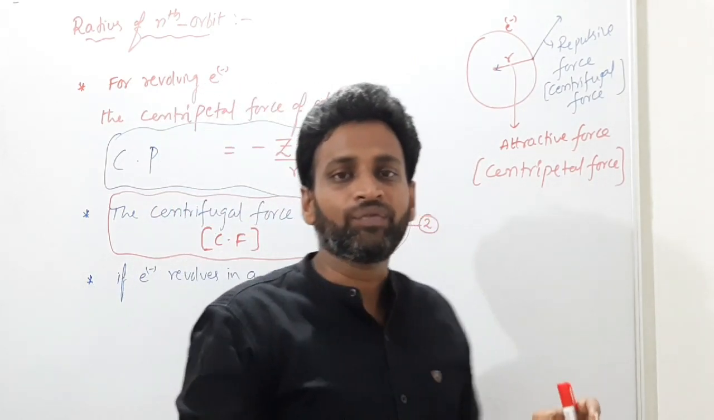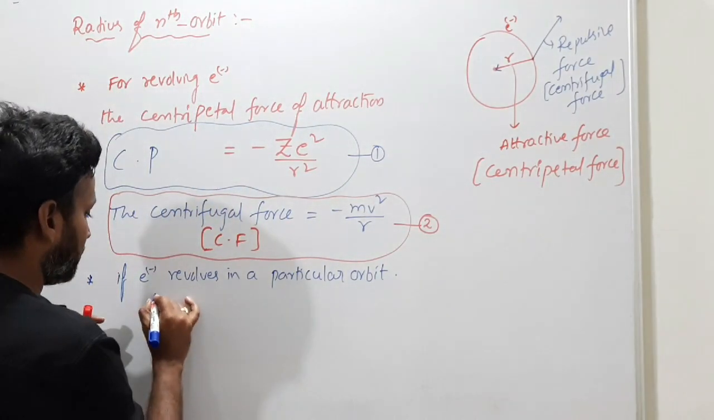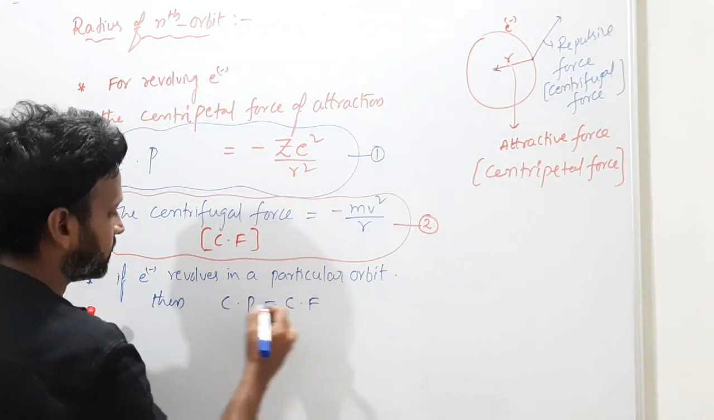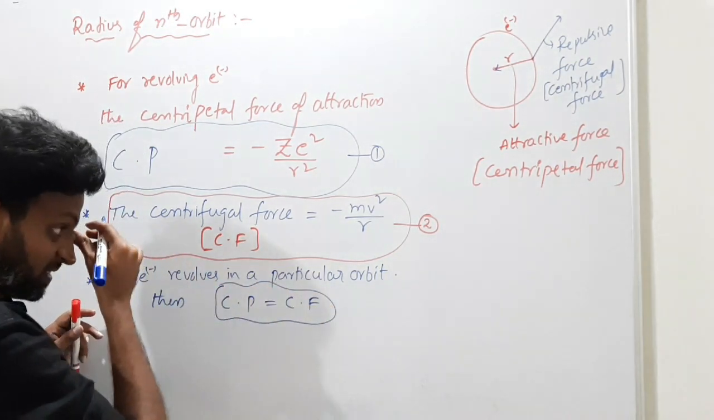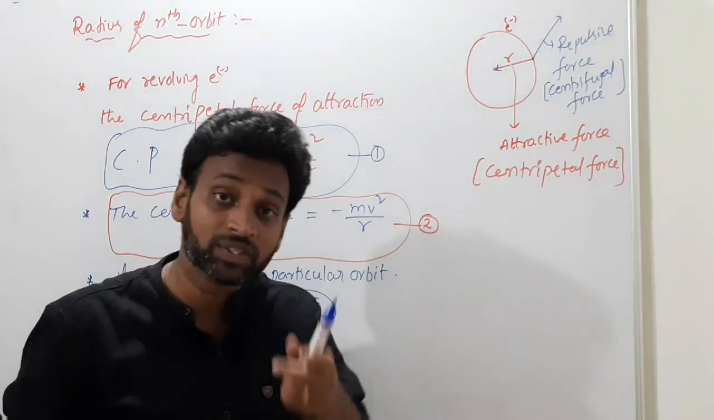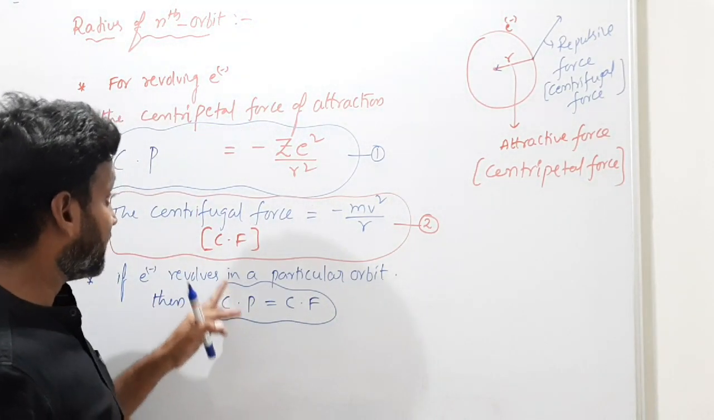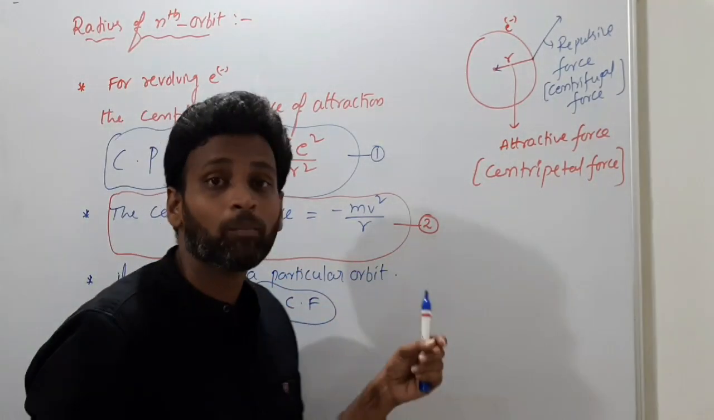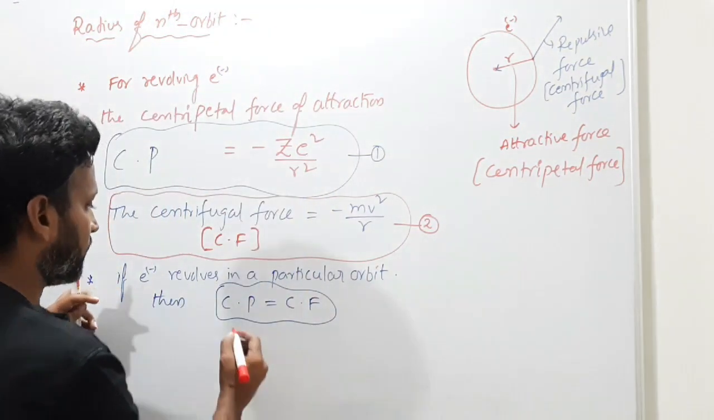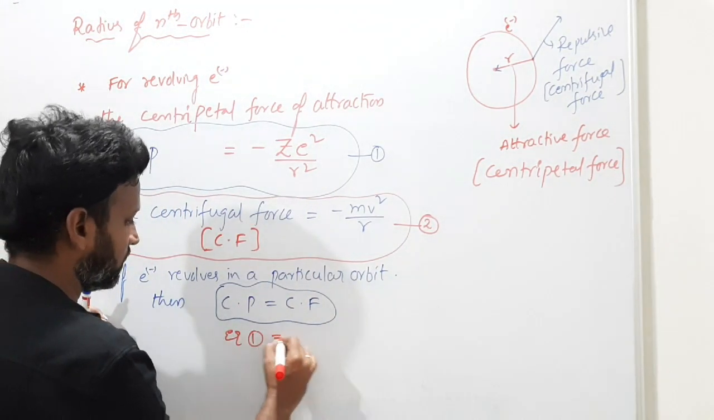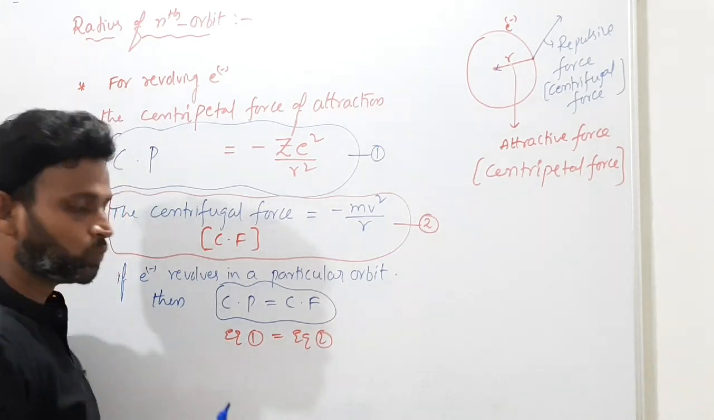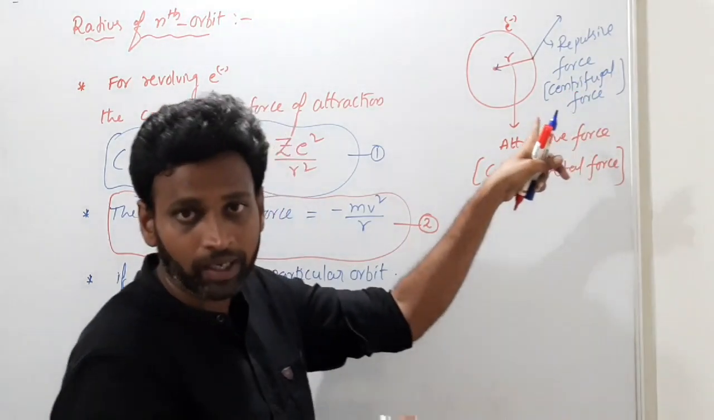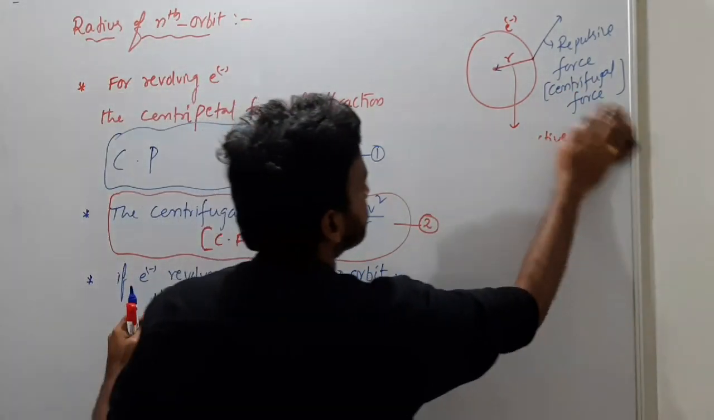So if an electron is revolving in a certain orbit, then CP is equal to CF. When the centripetal force is equal to the centrifugal force, if an electron revolves in a particular orbit, then what can I say? Equation 1 is equal to equation 2. Okay, so can I write this? You draw this one please, by pausing the video. So I will continue here.